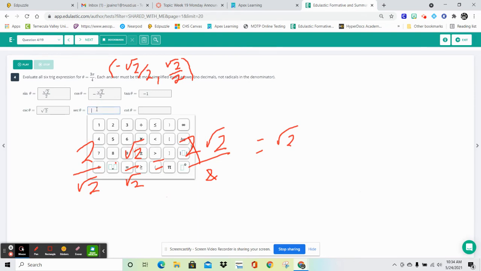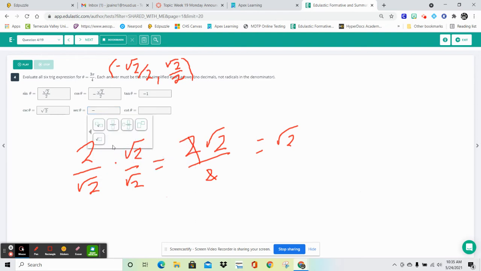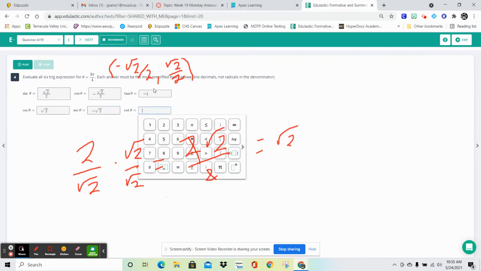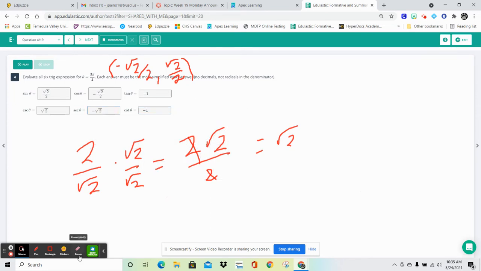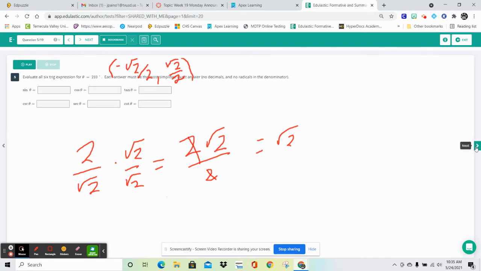And then here, obviously it's the same thing, just going to be negative rad 2. And then cotangent, the reciprocal of -1 is still -1. And so that is how you're going to do all 6 trigs of those.